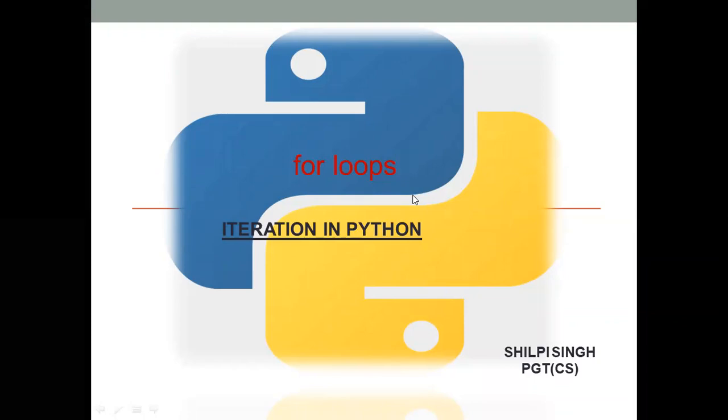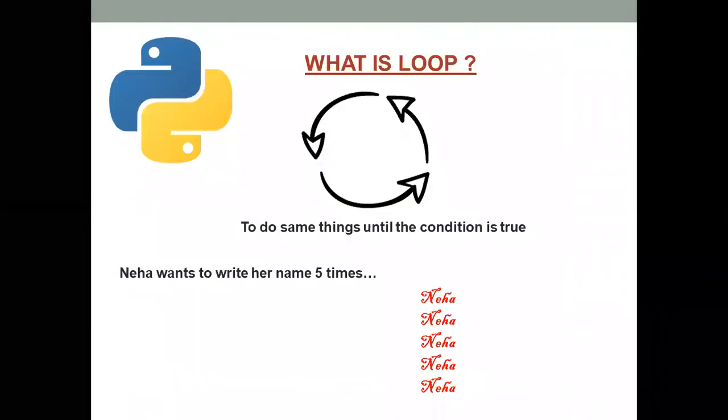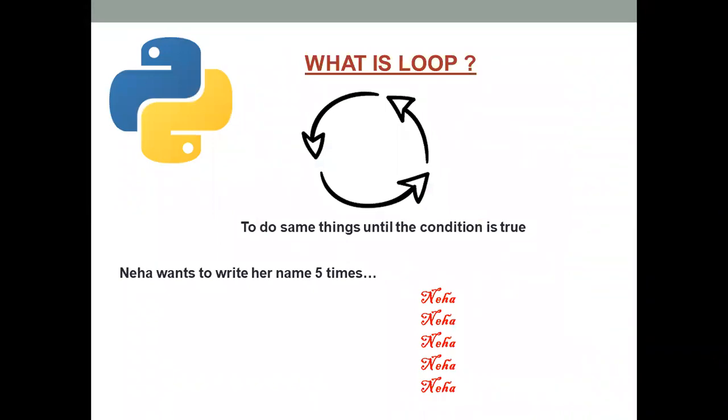Today we learn about for loops in Python. Now, what is a loop? A loop means to do something until the condition is true. This is called a loop.